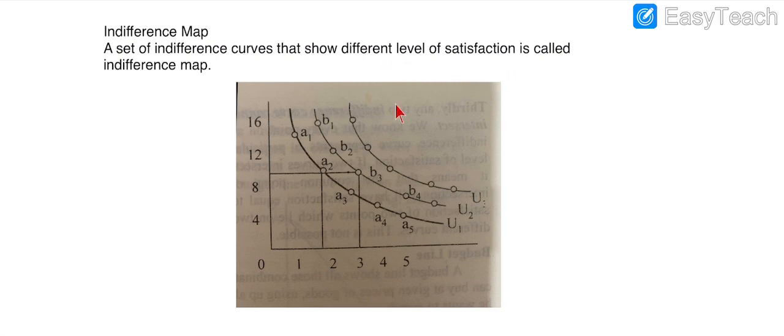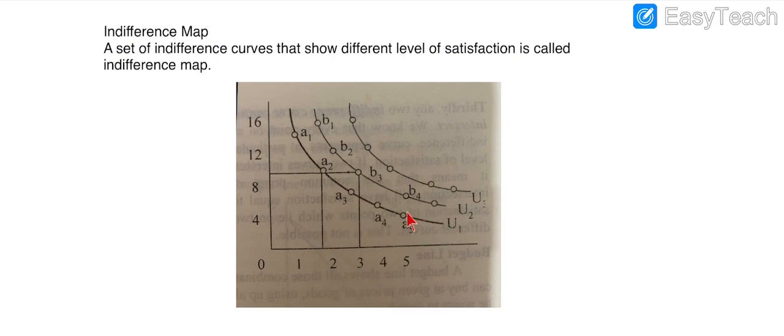We say that on the same indifference curve, different combinations give the same level of satisfaction. But for different levels of satisfaction, we have to take different indifference curves like U1, U2, and U3. All the points on the same curve, like on U1, you see the points A1, A2, A3, A4, and A5, give the same level of satisfaction.